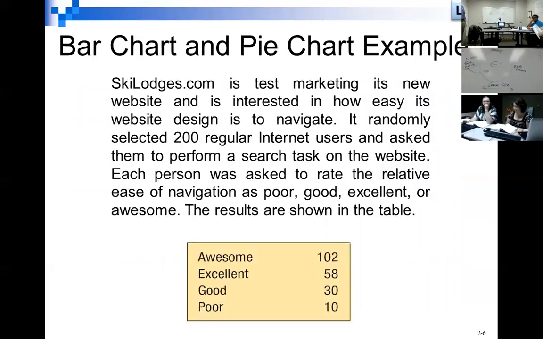Now, a good example of a bar chart. Ski Lodge is test marketing a new website, interested in how easily its website design is to navigate. It's randomly going to select 200 regular internet users. Why would we randomly select 200?